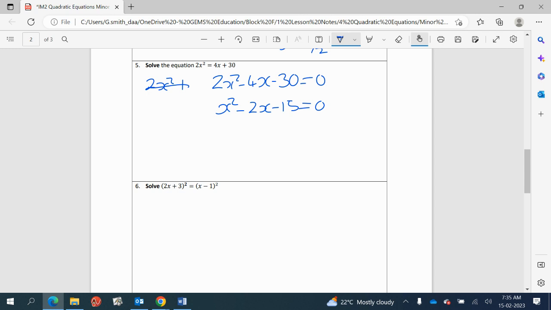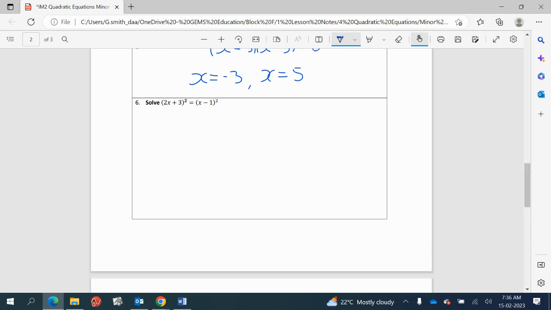I've got 1 and 15. I've got 1 times 15, or I've got 3 times 5. Now, this other term, minus 2x, is negative, so the bigger one has to be negative. So it's going to be minus 15 or minus 5. Minus 5 plus 3 is going to be minus 2. So we give x plus 3, x minus 5 is equal to 0. So the solutions are x is equal to minus 3 or x is equal to 5.